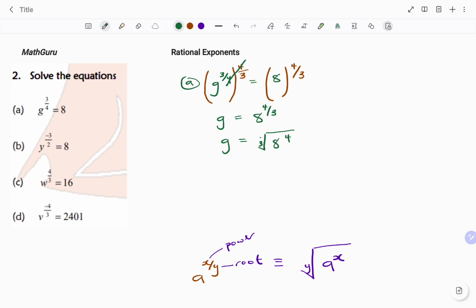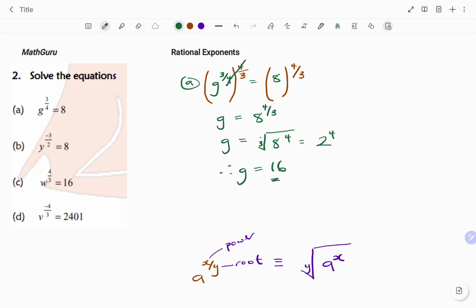I can start with the cube root or I can start with the power of 4, and I'm going to get the same answer. Starting with the cube root, the cube root of 8 is equal to 2, to the power of 4. Therefore, the value of g equals 2 to the power of 4, which is 16.